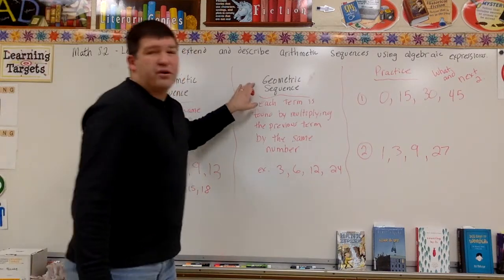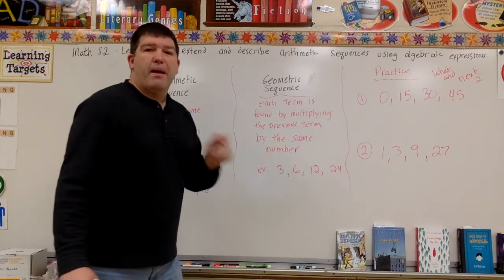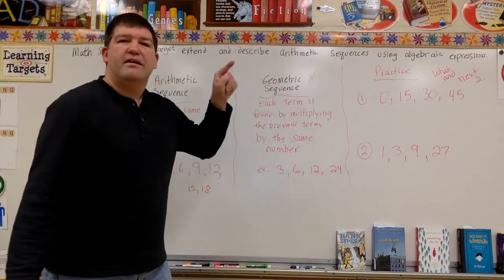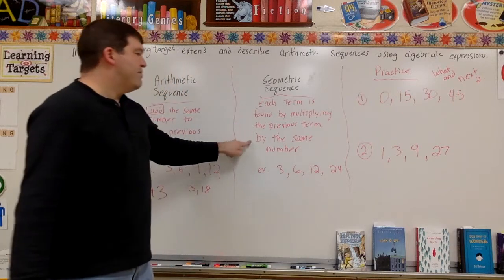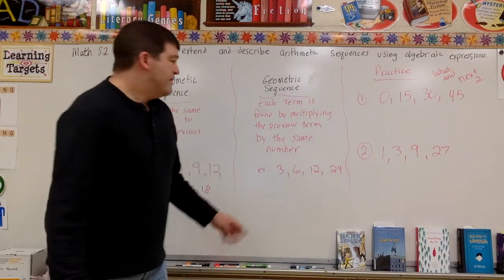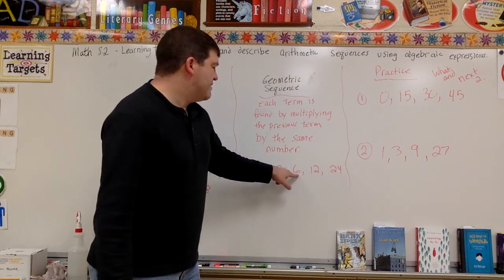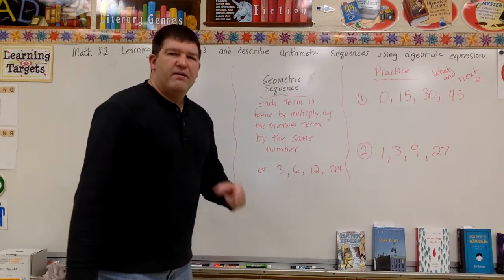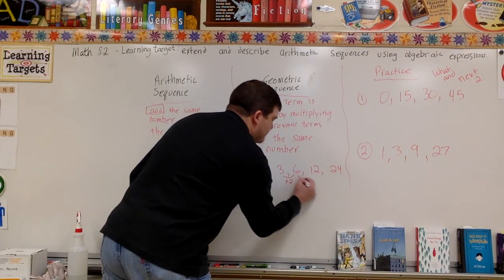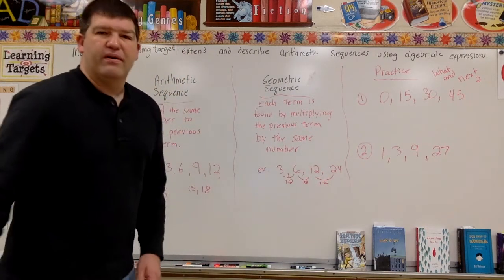Let's go to a geometric sequence. Geometric, each term is found by multiplying. Arithmetic adding, geometric multiplying, the previous term by the same number. So here's an example, 3, 6, 12, 24. Looks kind of similar to this one. Maybe I'm just adding 3 again. That'd be 6. 6 plus 3 is 9. Nope. Now, let's try multiplying. 3 times 2 is 6. 6 times 2 is 12. 12 times 2 is 24.